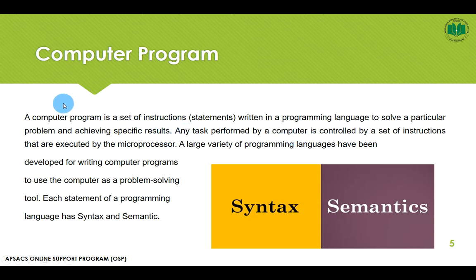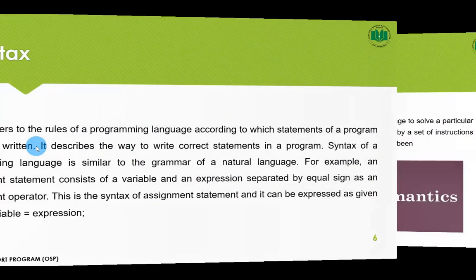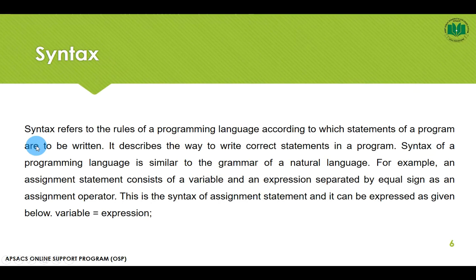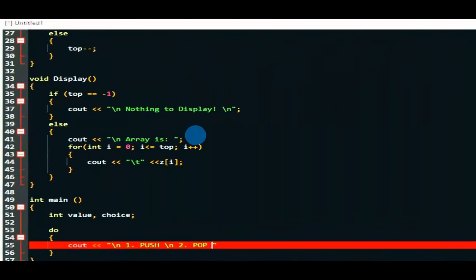A computer program has two parts, the semantic and syntax. Now we will go into detail on syntax. Syntax is actually the set of rules of a programming language, or the grammar of a programming language. For example, this is the syntax of the program.